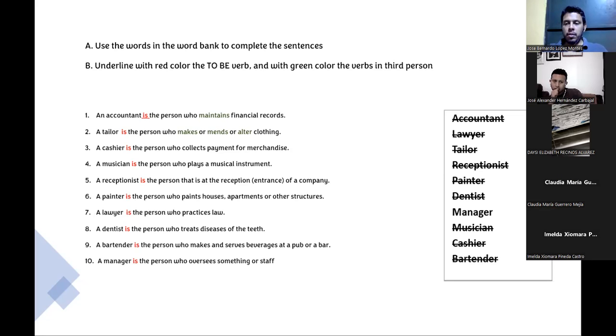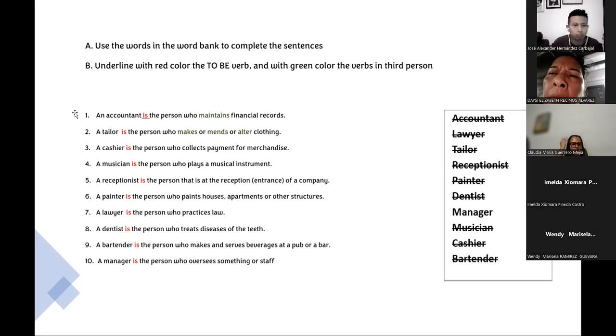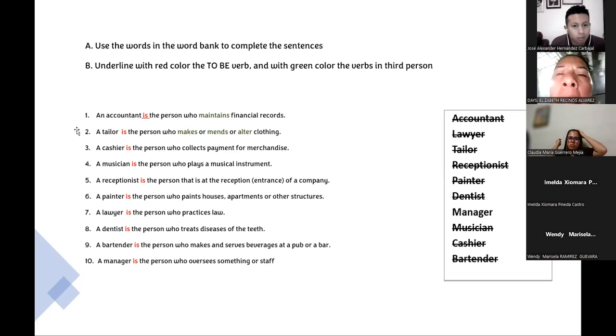Voy a decir 10 people. Jose Bernardo, number one. Jose Alexander, number two. Daisy Elizabeth, number three. Claudia Maria, number four. And Imelda, number five. Can you start, please, reading the sentences, Jose? Okay. An accountant is the person who maintains financial reports. A tailor is the person who makes or mends or alters clothing.